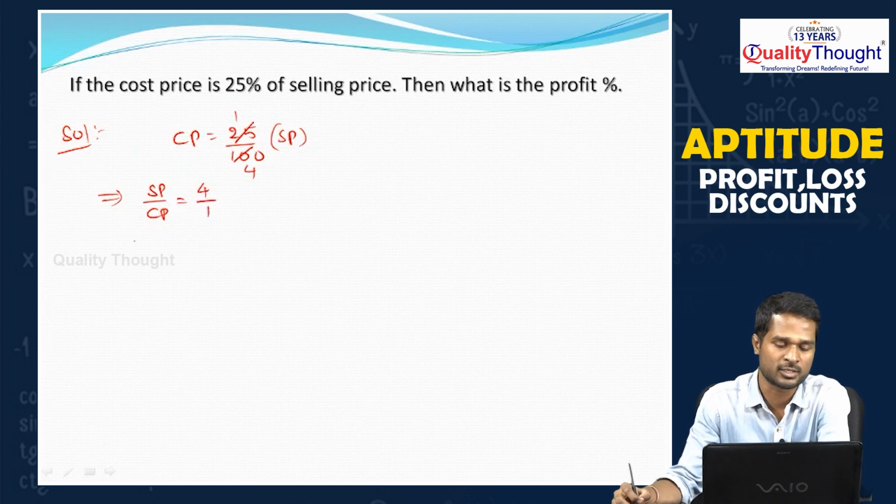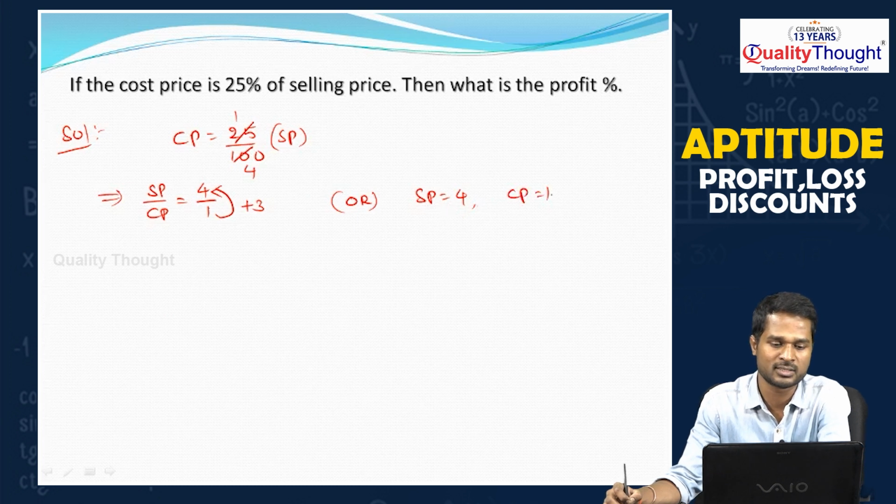Always try to write the cost price in the denominator. See, the cost price is 1 and selling price is 4, that means it is increased by 3 rupees. Or here we can write it in the other method. Selling price is 4 and cost price is 1, so it is increased by 3 rupees. So, we will get the profit percentage.